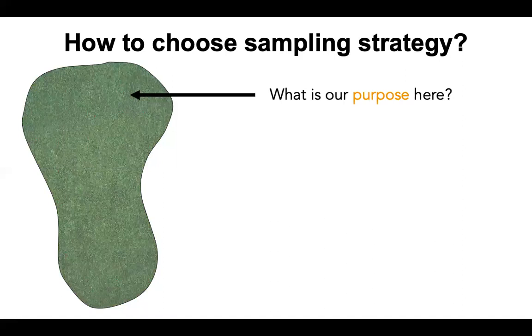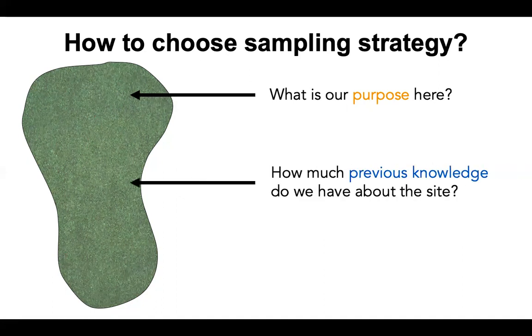First off is, why are we going out and sampling? What is our purpose? Are we just trying to get a really rough sense of what's going on? Are we trying to diagnose a problem spot? Or are we trying to get like a really good baseline sampling before doing some big project on it? So a good thing to know is, what is our purpose here?